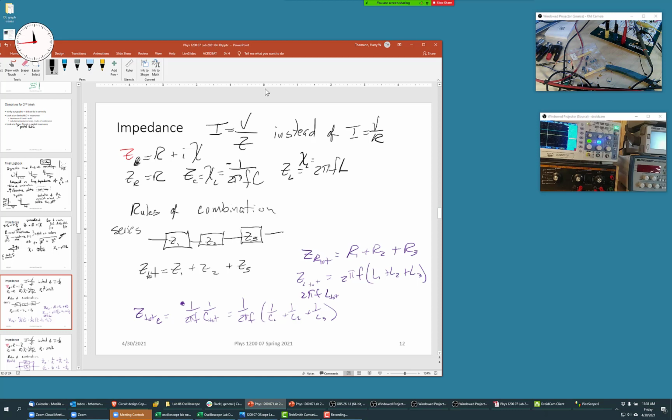So Z total, L total, that's an L down here, is equal to 2 pi F times L total. And I can write out each one of these, 2 pi F times L1, 2 pi F times L2. But of course, 2 pi F is a common term, so I can pull it out. And lo and behold, you're simply adding them, just like resistors.